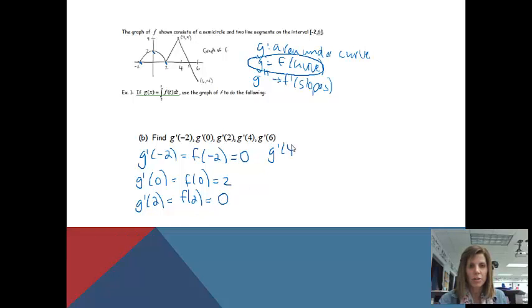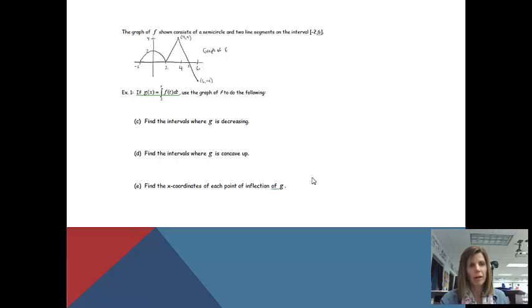And then g prime of 4 is the same thing as f of 4. So if I just look at 4, it looks like it's up at 4. And then g prime of 6, if I go over to 6, it's going to be the same as f of 6, and that function is at -4 right there. So that's all you have to do for that specific part.